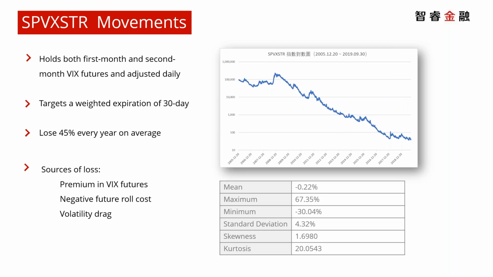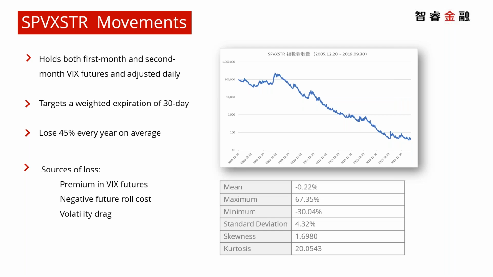So in a normal portfolio, you have two futures. One future has an expiration of less than 30 days and one longer than 30 days. You will need to dynamically rebalance it on a daily basis. And this index, on the chart you see, loses around 45% every year on average. There are three sources of losses.